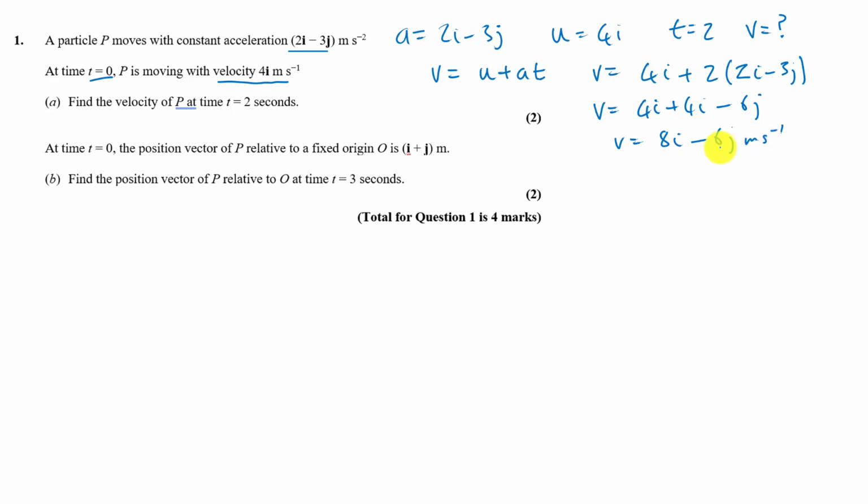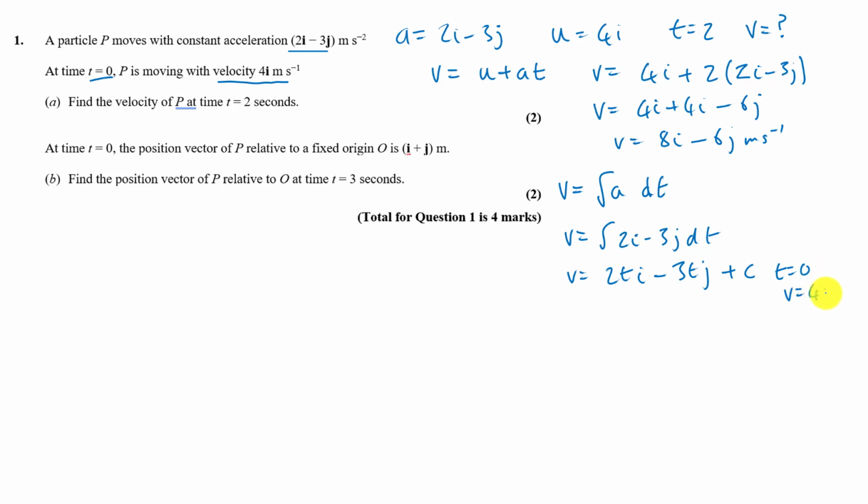Now the year 2 version, which you should know how to do also, is v equals the integral of a with respect to t, so dt. In this question we have v equals the integral of 2i minus 3j dt. So v is going to equal 2ti minus 3tj, and remember the constant of integration, plus c. Now to find this constant, we can use t equals 0, v equals 4i.